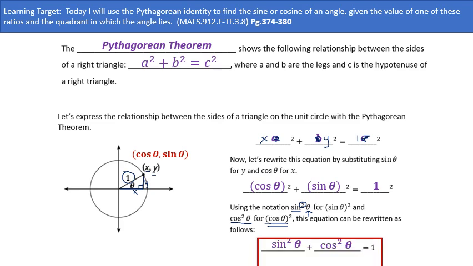So this is the Pythagorean identity. It's based off the Pythagorean theorem. If you know a squared plus b squared equals c squared, that's the same thing as saying sine squared plus cosine squared equals 1, because it's all based on the unit circle. 1 is the hypotenuse, 1 squared is 1. X is cosine, y is sine, and so it's right there.